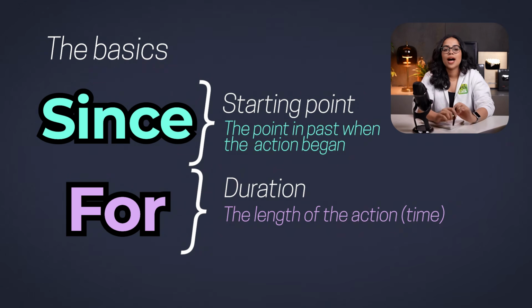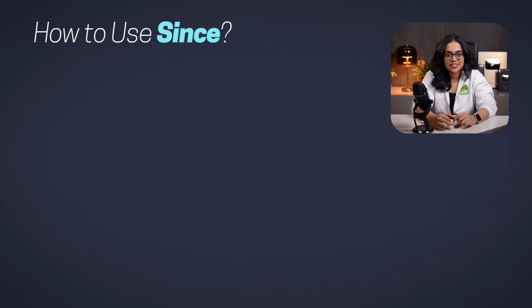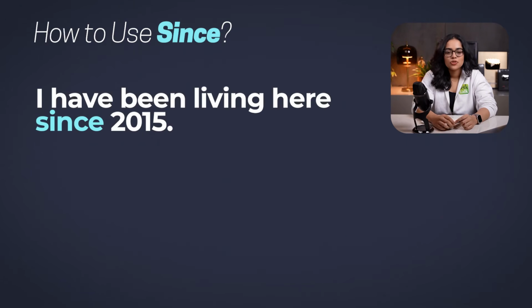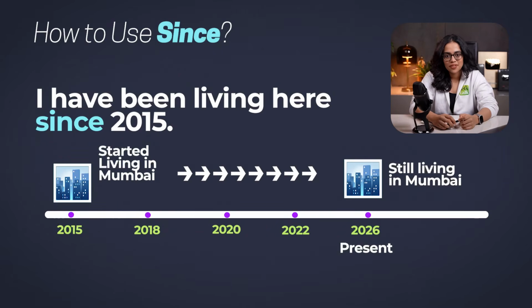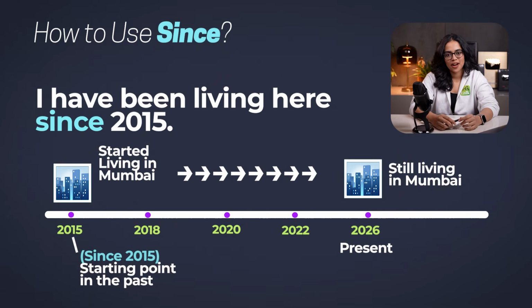Now let's understand how to use them correctly in sentences. First, let's start with since. Let's learn how to use since. Read this sentence on your screen. I have been living here since 2015. Here's a timeline. Now assume it's 2026 and I'm still living here, in Mumbai, for example. So since here shows the starting point, the year I started living in Mumbai.